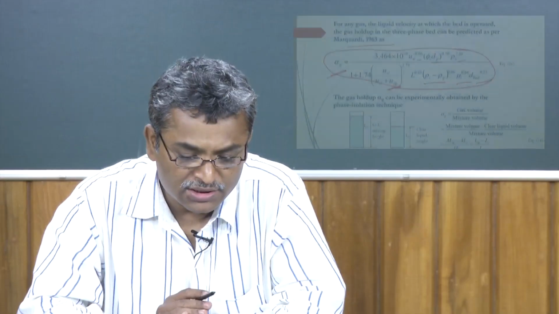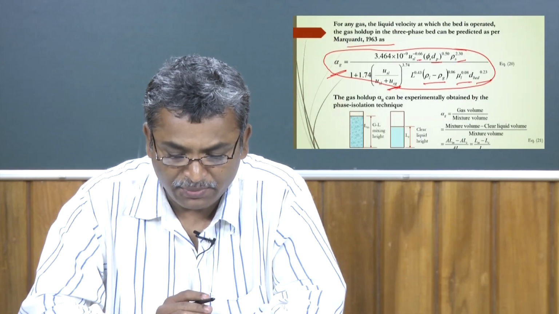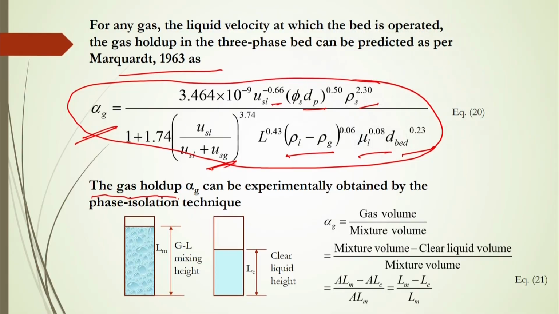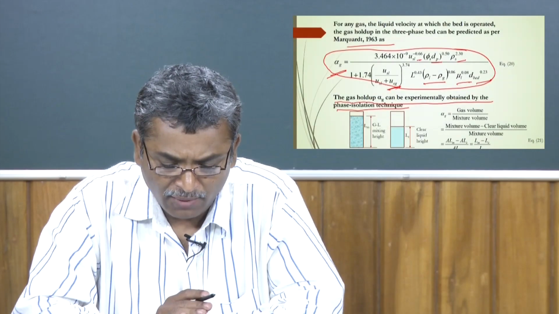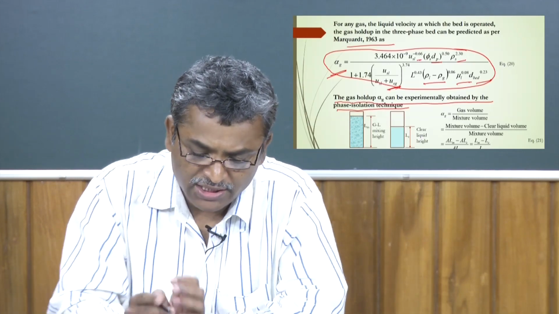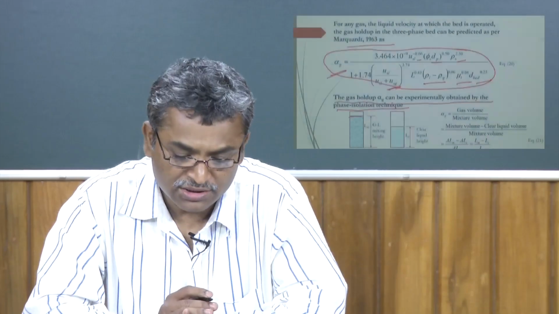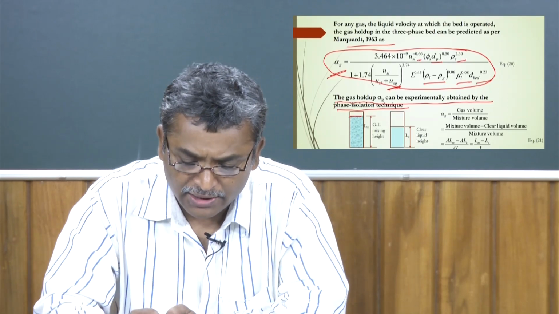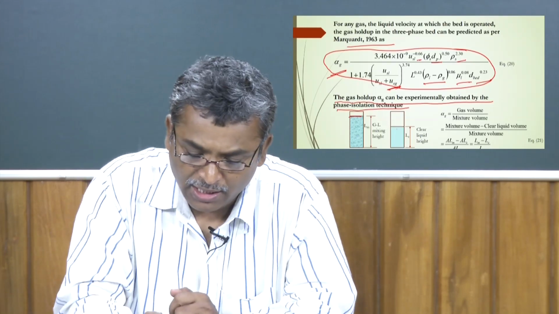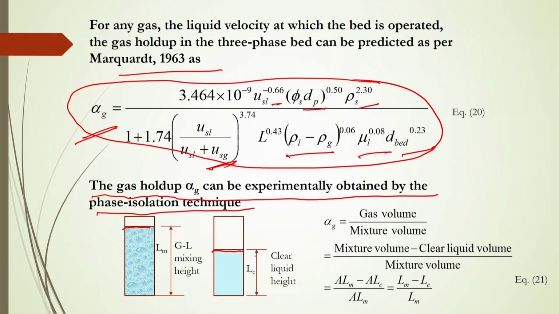Otherwise, you can calculate this gas hold up experimentally. So, here the gas hold up alpha g can be experimentally obtained by the phase isolation techniques. What is that phase isolation techniques? At the running condition, you have to observe how much gas liquid solid level inside the bed is up to that, and suddenly if you stop this operation, you will see the gas inside the bed disengaging and it will be dissolved at the top, and after a certain time, after degassing all the gas here, there will be a clear liquid solid mixture height inside the bed.